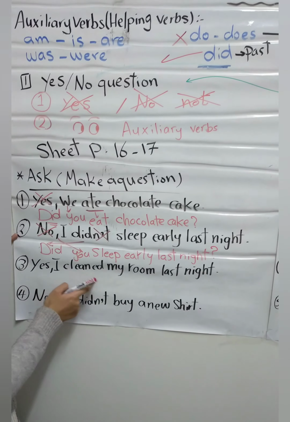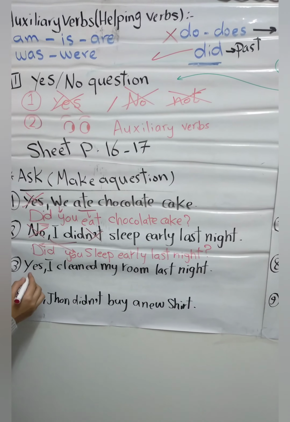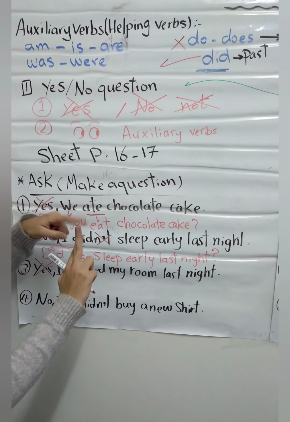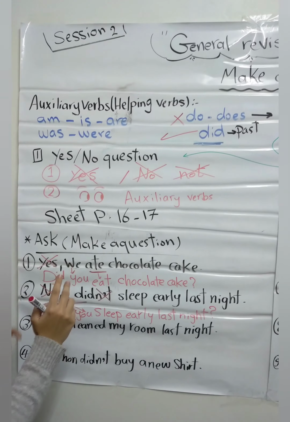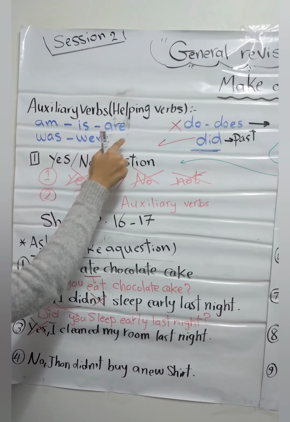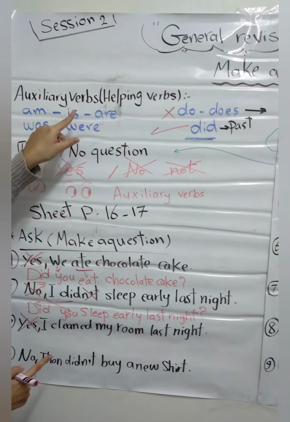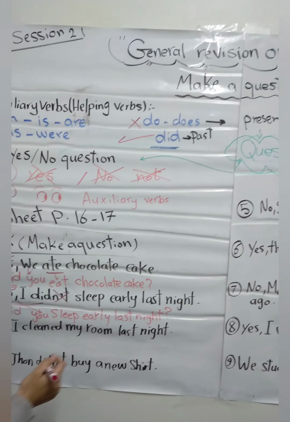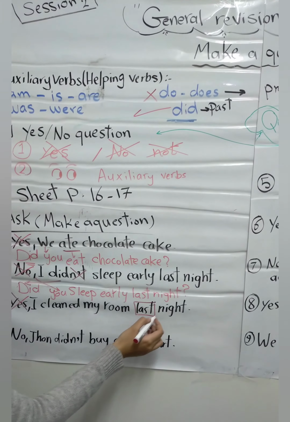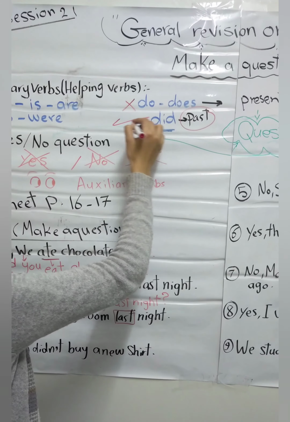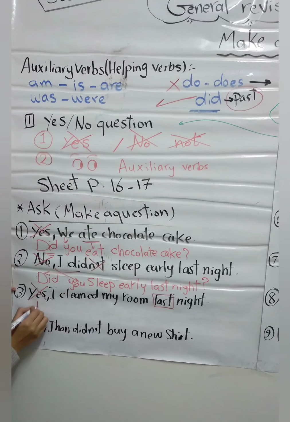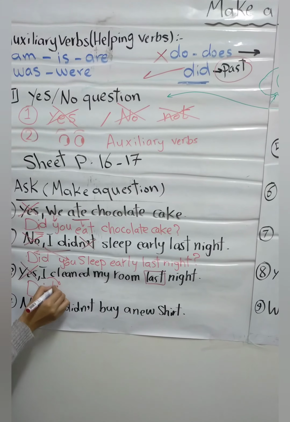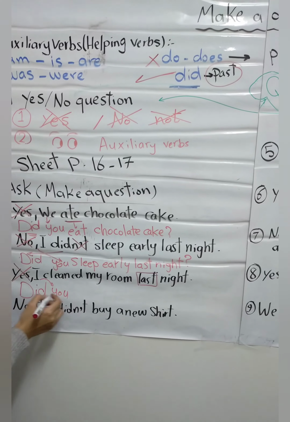Number 3, yes, I cleaned my room last night. Here we have a yes or no question. So step number 1, cancel yes. Step number 2, search for auxiliary verbs. Where are the auxiliary verbs? Am, is, are, was, were, do, does, did. Here we don't have am, is, are, was, were. So we put do, does, or did. Here we have the word last. Last refers to the past. So we choose did. We put did number 1. After did, I becomes you. Did you clean?